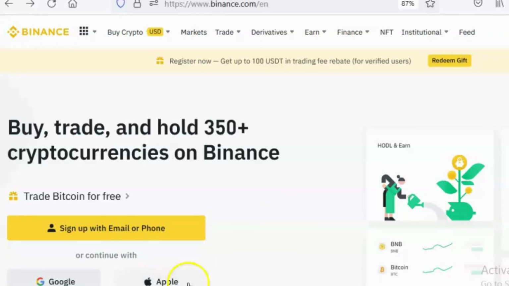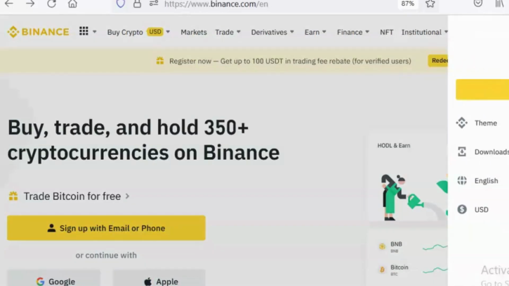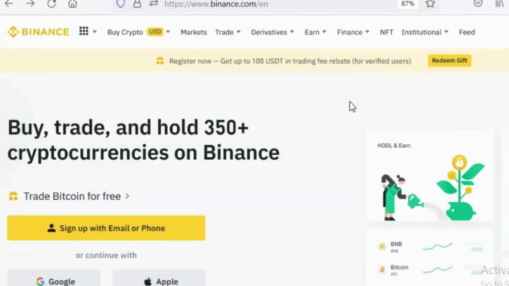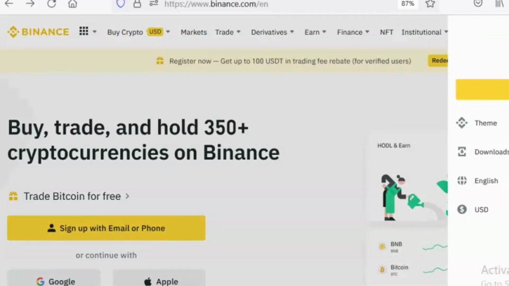As you can see, we are on the home page of Binance. So if you are already registered in Binance, all you have to do is log in. You just click there and you click login. But if you are not yet registered in Binance, of course you have to sign up. So you just either sign up through here, or you come here again and click register. So let's take this option of clicking register.